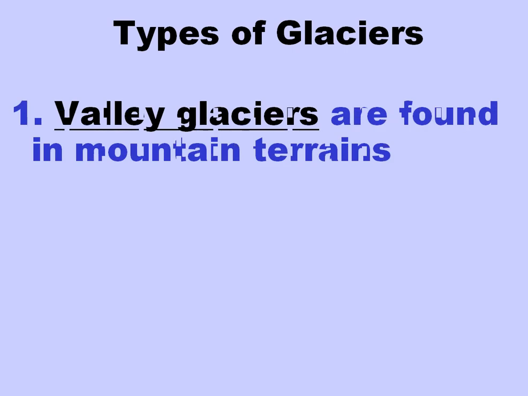Now, there are two different types of glaciers. One is a valley glacier, and if you look at the title, valley glaciers. These are found in mountainous terrain.